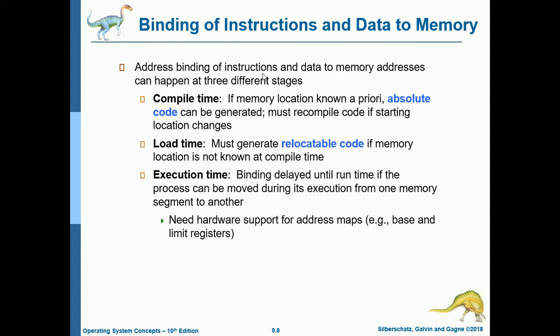Next, we have load time. You must generate relocatable code if the memory location is not known at compile time. Relocatable code is code with bindings to memory addresses that are changed at loading time to reflect where the code is located in main memory. Next, we have execution time. Binding is delayed until runtime if the process can be moved during its execution from one memory segment to another. This needs hardware support for address maps, such as base and limit registers.